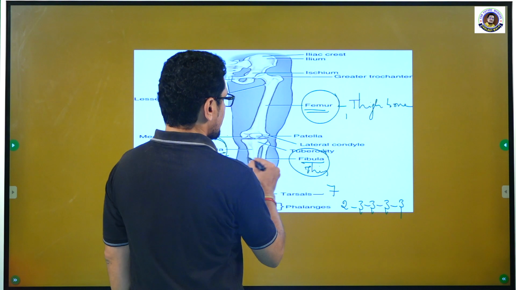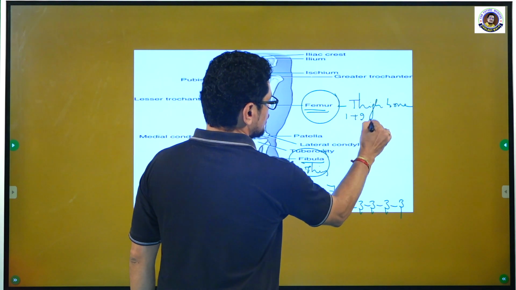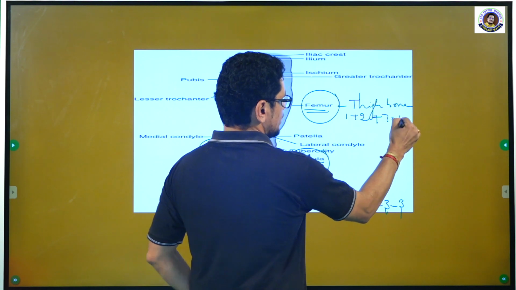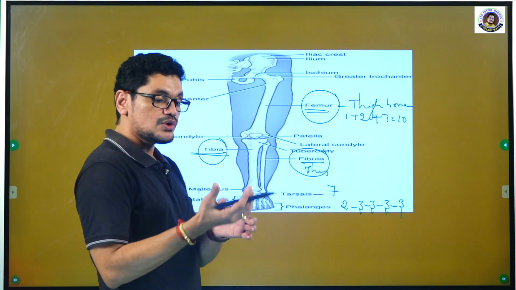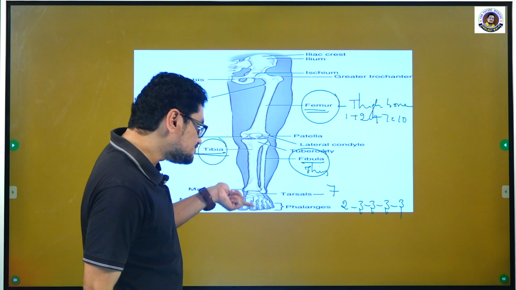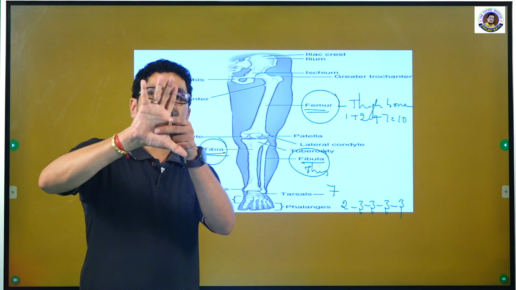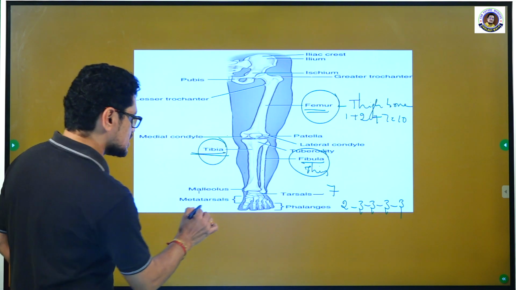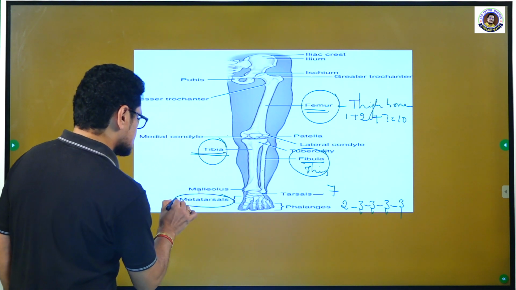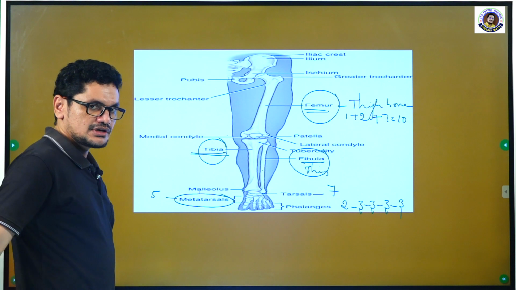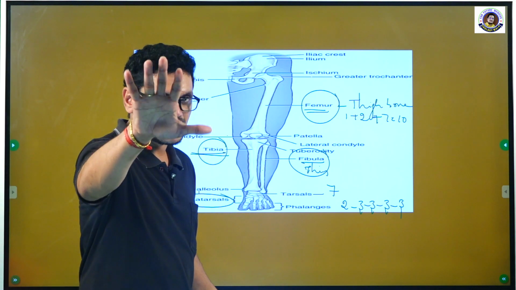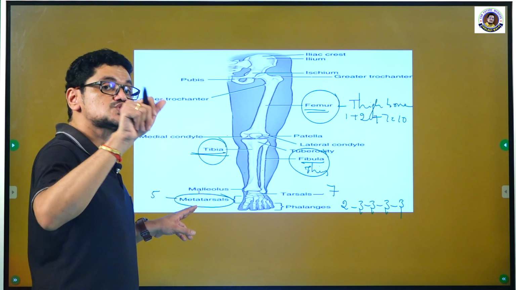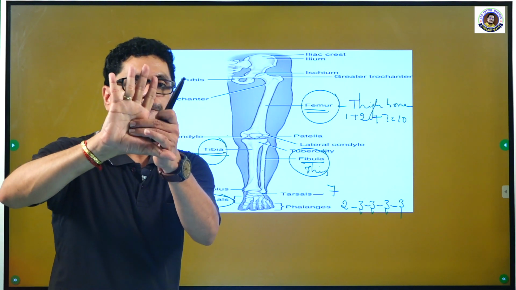So femur 1, tibia and fibula 2, 1 plus 2, 3, 3 plus 7, 10 bones. And what about the bones present in the sole? The bones present in the palm are called metacarpals, and the bones present in the toes are called metatarsals. How many metatarsals? Same: 5 fingers, 5 metacarpals; 5 toes, 5 metatarsals. Metatarsals are present in the sole, metacarpals are present in the palm.